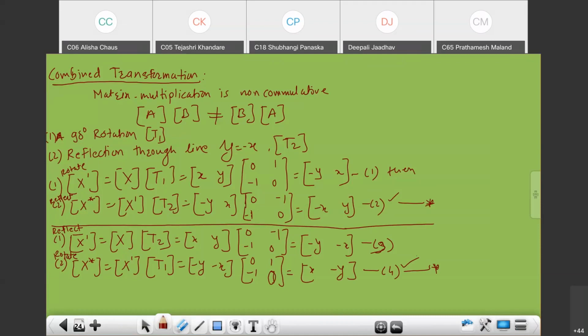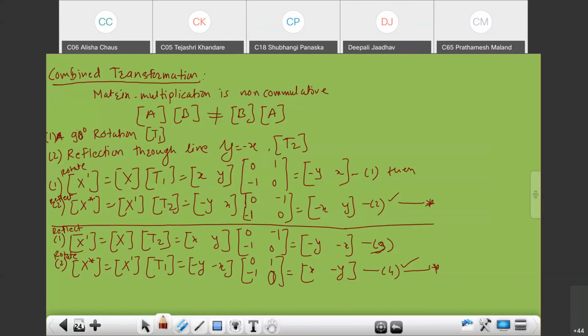The order in which we apply the transformation is important. We cannot change the order. If we want to rotate it and then reflect it, we need to rotate first and then reflect. We cannot change the order. Clear to everyone? So another way is that we can combine this individual transformation, or all transformation matrices, and concatenate them together.